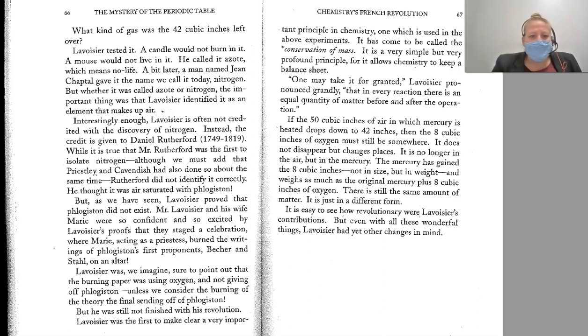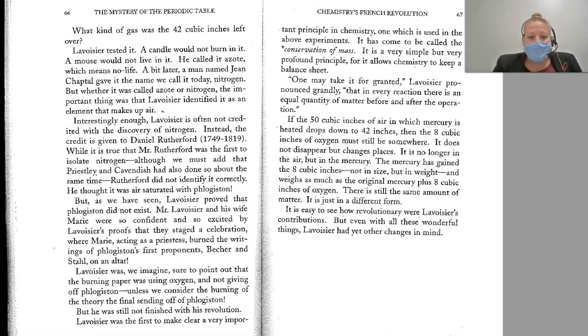Instead, the credit is given to Daniel Rutherford. Well, it is true that Mr. Rutherford was the first to isolate nitrogen, although we must add that Priestley and Cavendish had also done so about the same time. Rutherford did not identify it correctly. He thought it was air saturated with phlogiston. But as we have seen today, Lavoisier proved that phlogiston did not exist.